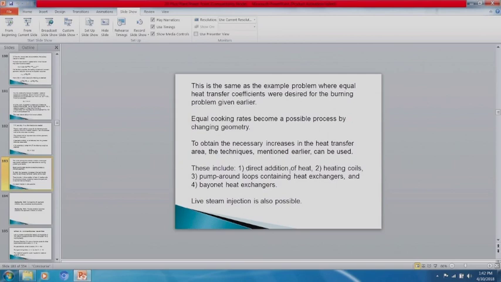I recommend direct steam injection, basically direct heat addition. Or if you're cooling, direct cooling with, say, liquid CO2 or liquid nitrogen. Heating coils, not really. Pump around loops, not really. Van-Allen heat exchangers probably would be helpful. Van-Allen heat exchangers are phase change heat exchangers typically, where you're changing latent heat.